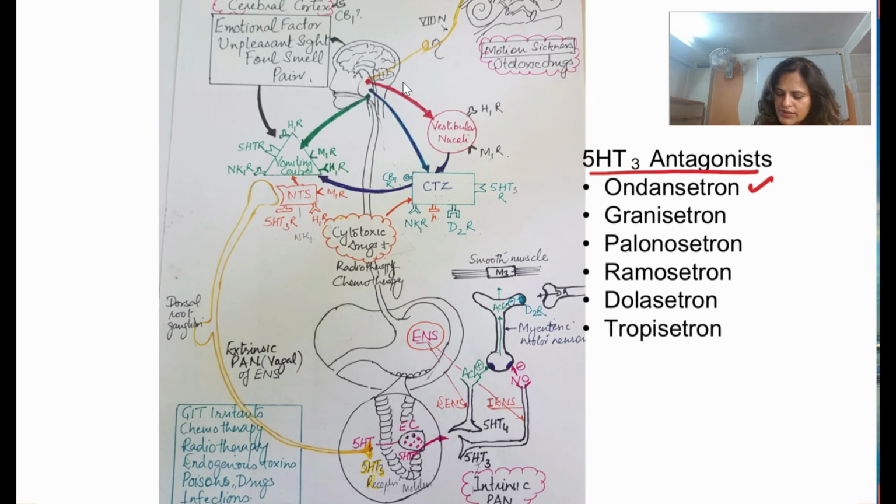This includes ondansetron, granisetron, palonosetron, ramosetron, dolasetron and tropisetron. Now, what is the mechanism of action of this group of drugs? They are going to block the action of 5-HT3, as the name itself suggests. The 5-HT3 receptors are involved in emesis both centrally as well as peripherally.